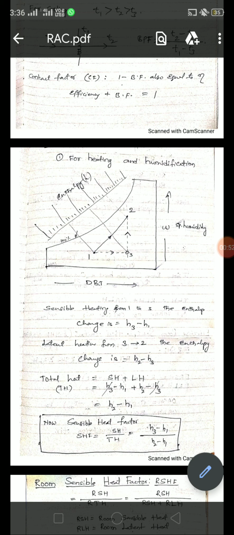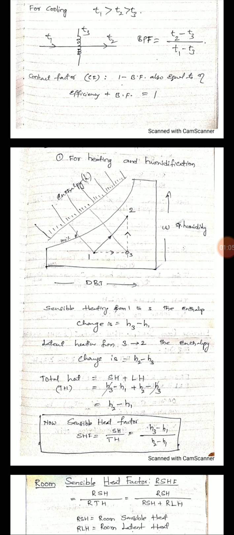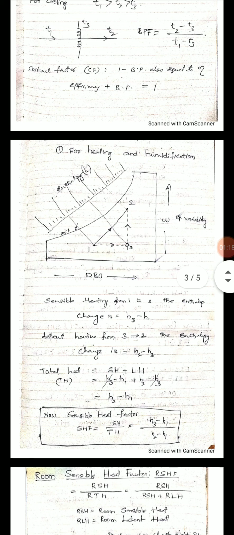Let us take a psychrometric process, that is heating and humidification. Like that we have different processes. It can be heating and dehumidification, or cooling and humidification, or cooling and dehumidification. Whatever the process may be, the procedure to find the sensible heat factor is the same. In heating and humidification, let us observe the psychrometric chart.